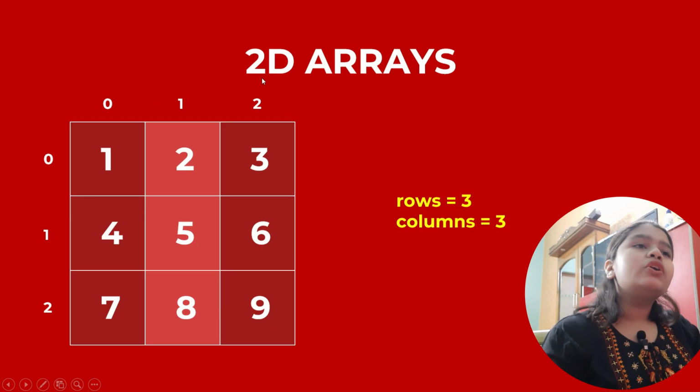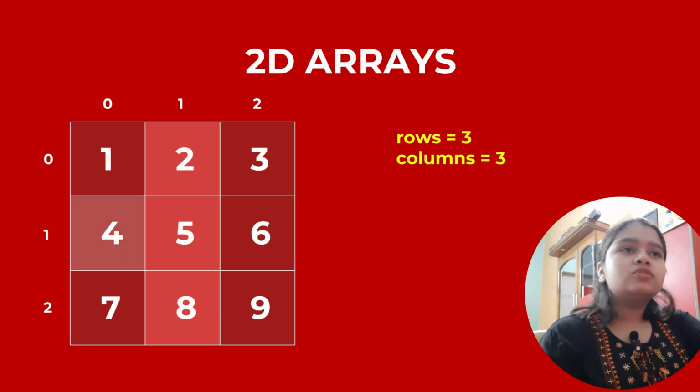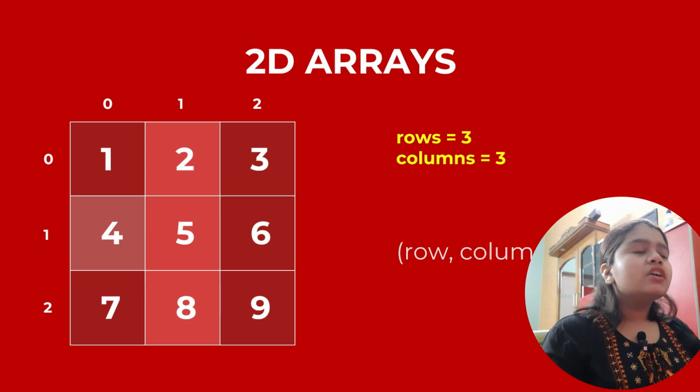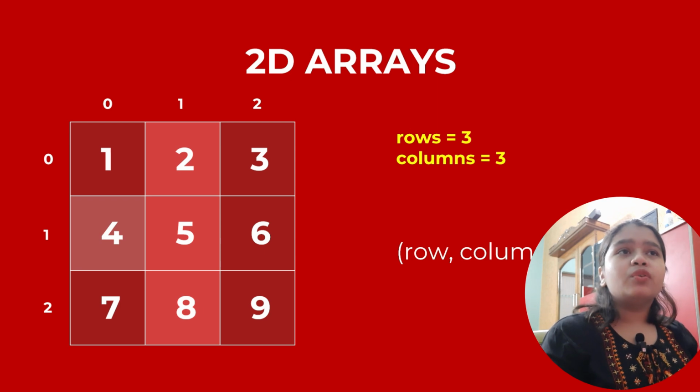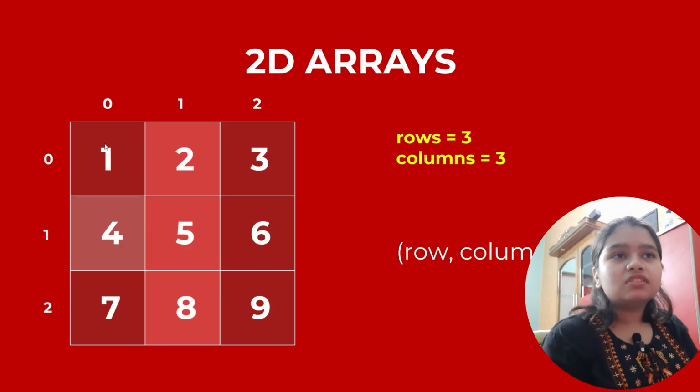Suppose you want to access a certain element, suppose this element 4 which is highlighted. How will you access that? You say row comma column. So you say 1 comma 0 and you get 4. You just say 1 and 0 and you get 4.